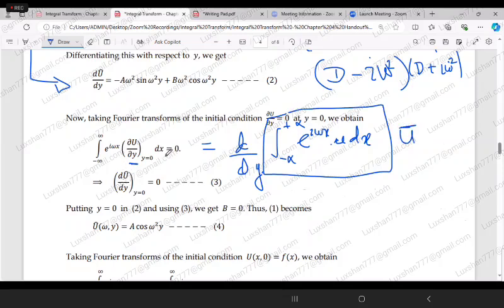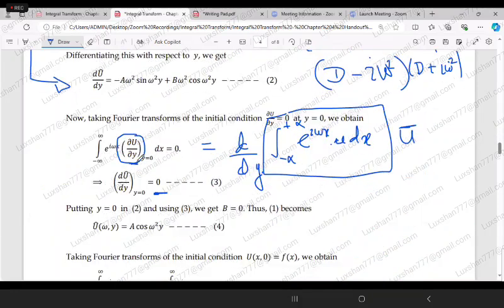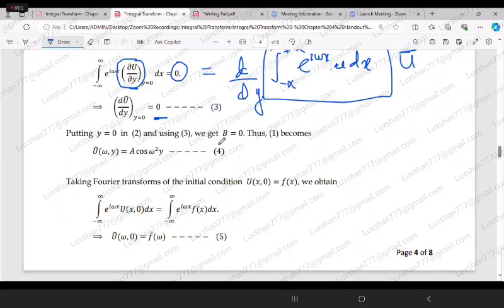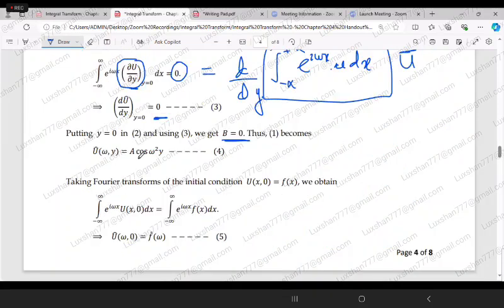Therefore, du bar/dy equals 0. Why is this 0? Because from the given initial condition, this part is 0 when y equals 0, so the right hand side is 0. Substituting this here, we get b equal to 0. Then your general solution reduces to a cos(omega y).